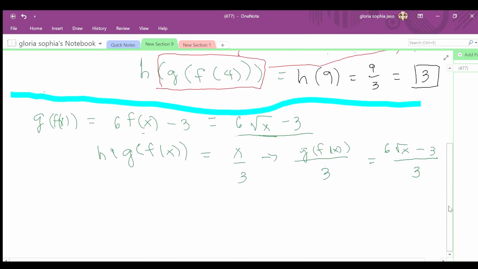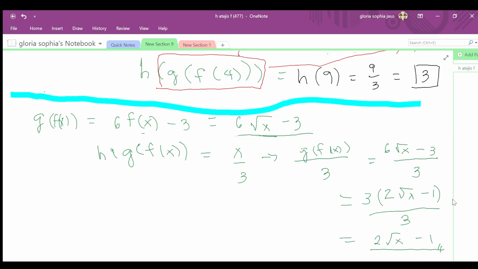Okay? So, tapos, tingnan natin kung pwede ba natin siyang i-simplify. So, pwede. May factor dito na 3. So, pwede natin i-bring out. Factor out natin. So, 6. So, matitira is 2 square root of x minus 1 over 3. Okay, so cancel. So, matitira is 2 square root of x minus 1. Okay, so yan yung final answer natin.